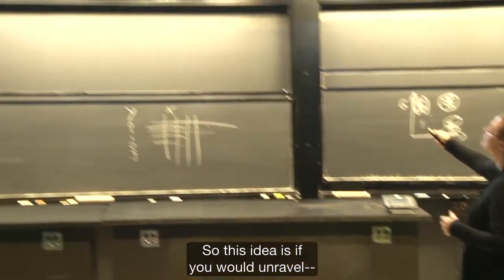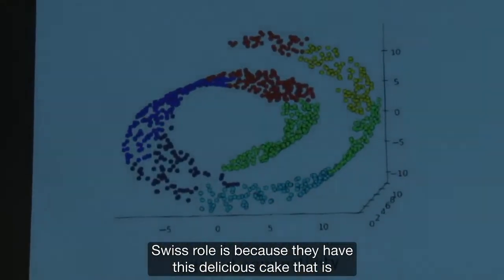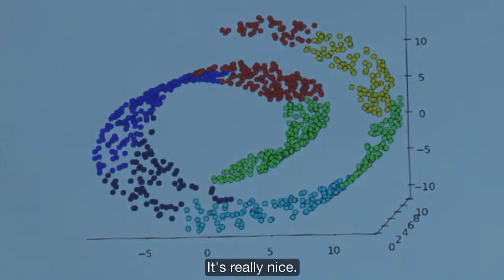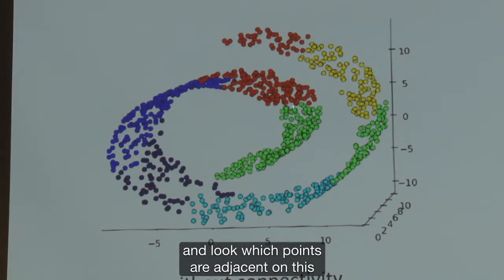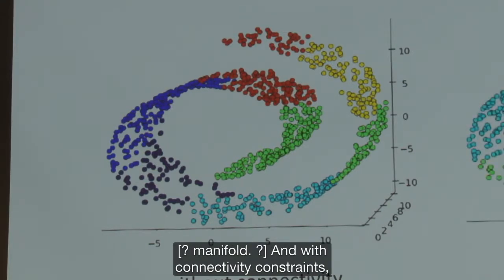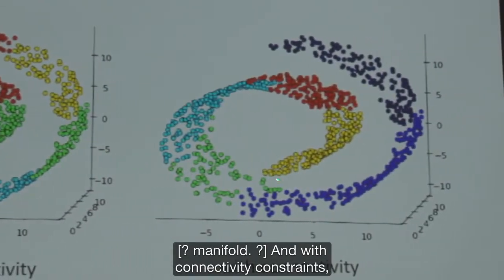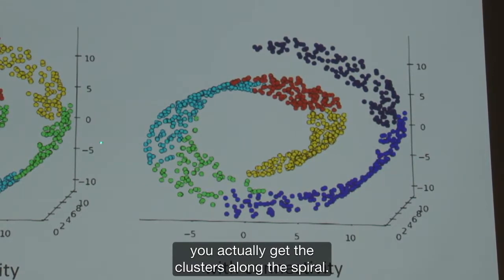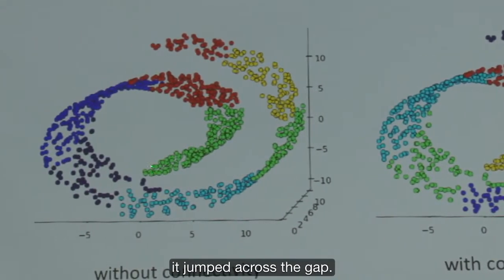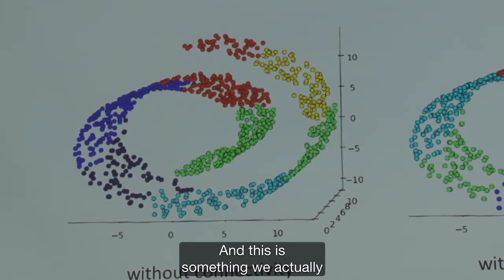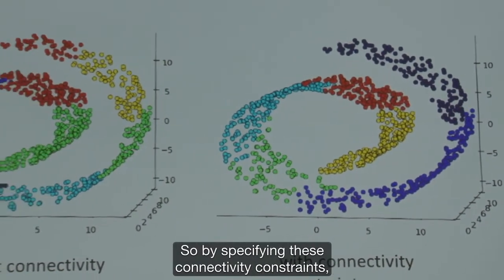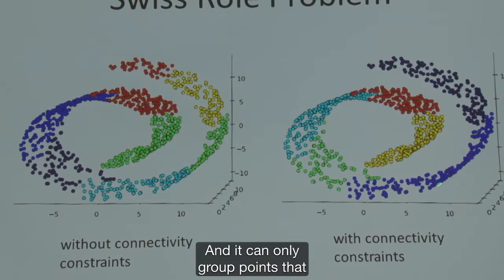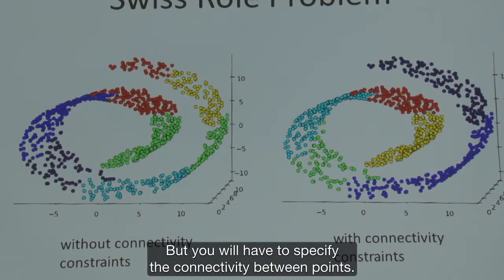So this idea is, if you would unravel it. The Swiss roll is named that because they have this delicious cake, right, that is in the spiral form rolled up. It's really nice. So the idea is to unravel the spiral, and look which points are adjacent on this manifold. And with connectivity constraints, you actually get the clusters along the spiral. Here, you can see it was, again, this case where it jumped across the gap. And this is something we would not like to see in a clustering solution. So by specifying these connectivity constraints, they got rid of this, and it can only group points that are adjacent on this manifold. But you have to specify the connectivity between points.